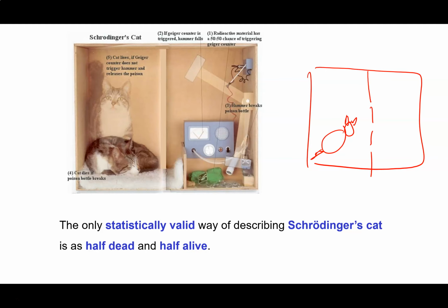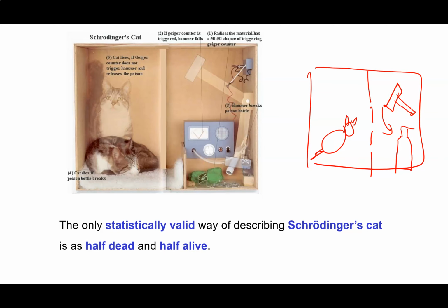And then on the other side, you have this really elaborate setup. What you have is a Geiger counter. And the Geiger counter is connected to a hammer. And if the Geiger counter gets activated, the hammer goes off. And the hammer falls down. And what the hammer hits is a bottle, a glass vial containing a poisonous gas.